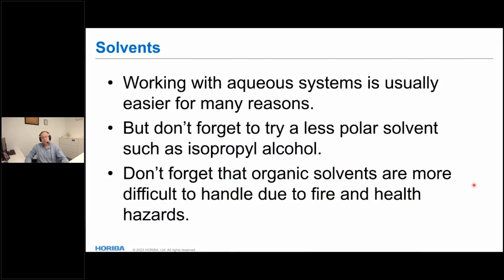Moving on, comment on solvents. Of course, water is very easy, and so I like working with it. You can use glass cells. Dynamic light scattering is pretty happy with most solvents because you use glass cells or quartz cells as well as plastic cells. And you can move to less polar solvents such as isopropyl alcohol or tetrahydrofuran or toluene, depending on what you know about your sample.